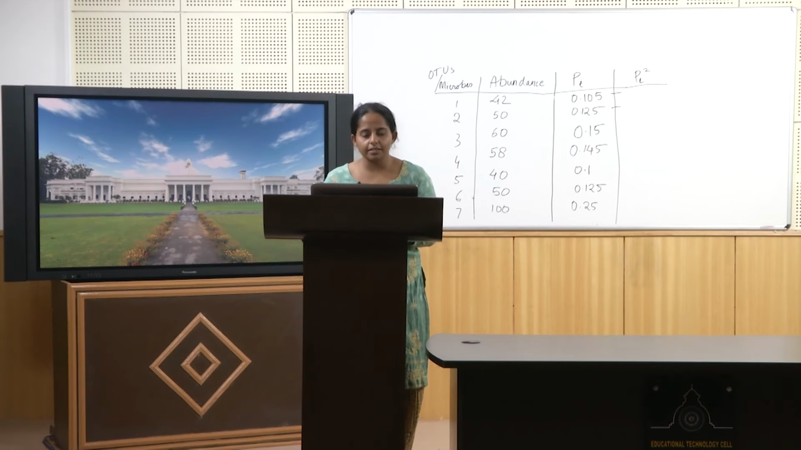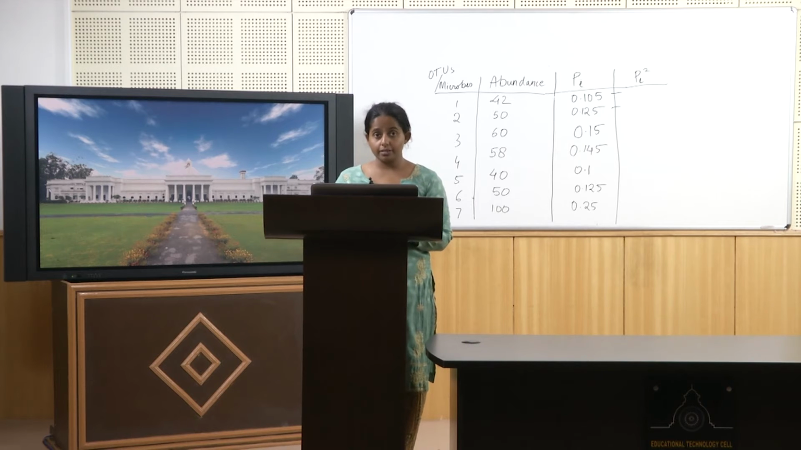Because Simpson's index is a summation of squared relative abundances, it can never be more than 1, it will always be less than 1.